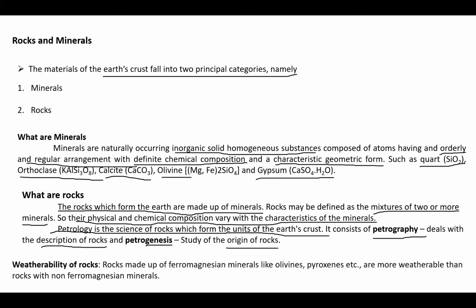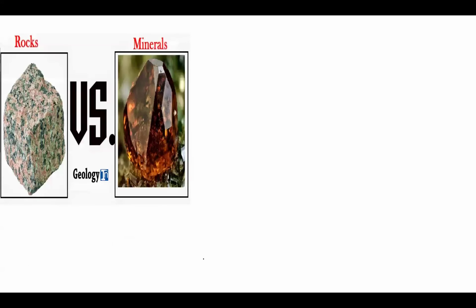And coming to weatherability, we'll learn in our coming lectures. Weatherability is nothing but that rocks made up of ferromagnesian minerals like olivine and pyroxenes are more weatherable than non-ferromagnesian minerals. What ferromagnesian and magnesian mean, we'll see in the coming lectures.